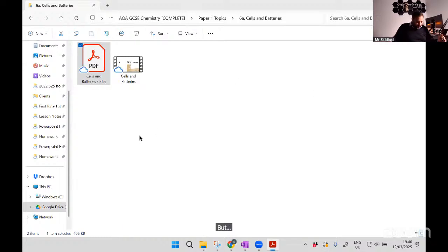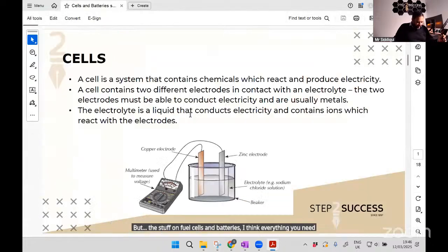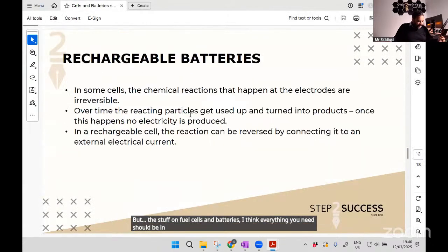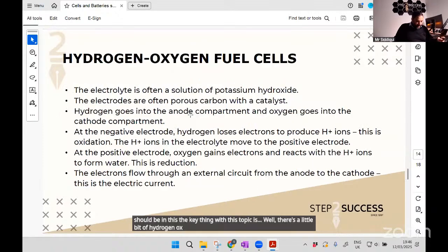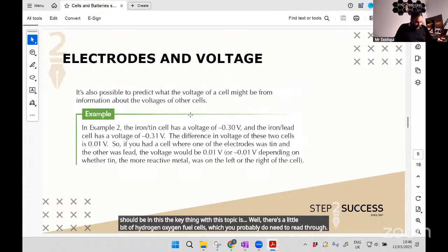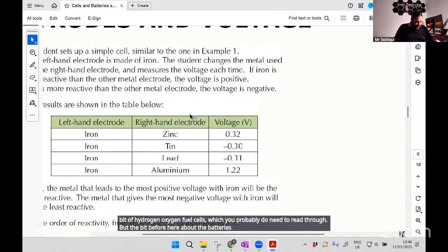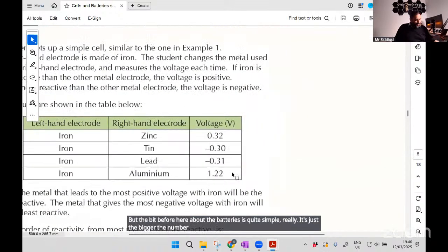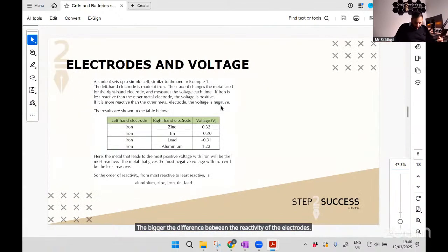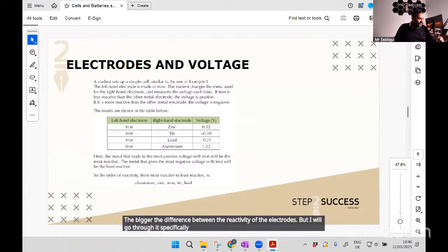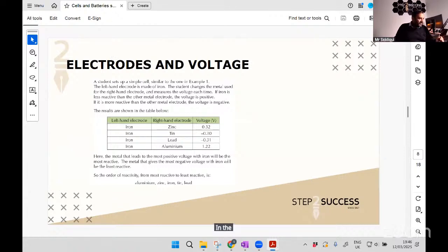The stuff on fuel cells and batteries, I think everything you need should be in this. The key thing with this topic is, there's a little about hydrogen oxygen fuel cells, which you probably do need to read through. But the bit before here about the batteries is quite simple, really. It's just the bigger the number that you get here, the bigger the difference between the reactivity of the electrodes. But I will go through it specifically in the next lesson.